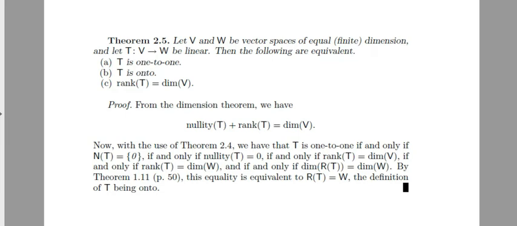Now we see this theorem. Let V and W be vector spaces of equal finite dimension and let T be a linear map from V to W. Then the following statements are equivalent: T is 1-1, T is onto, and rank of T is equal to the dimension of V. Now from the dimension theorem we know that the nullity of T plus the rank of T is equal to the dimension of V. By the previous theorem, if T is 1-1, then the null space of T contains only {0}, so the nullity of T is 0. So we get that the rank of T is equal to the dimension of V.